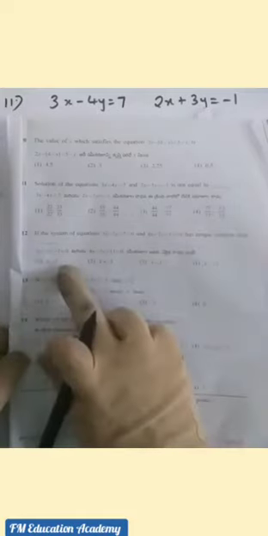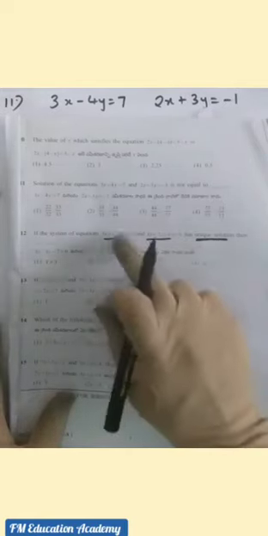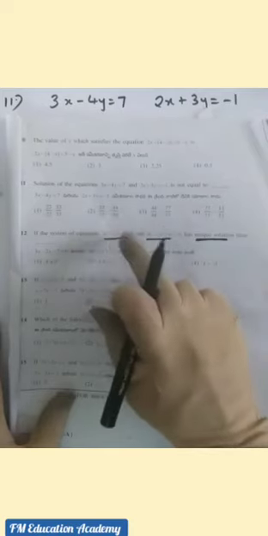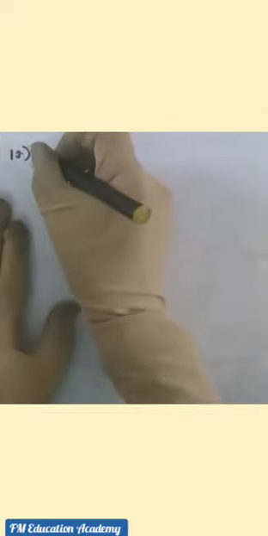If the system of the equations 3x minus 2y minus 7 is equals to 0 and kx plus 2y plus 11 is equals to 0 has unique solution, then what is the value of k it is asking? Okay, we know that whenever we have two equations and it is telling us a unique solution, the condition is a1 by a2 is not equal to b1 by b2 for unique solution. So we have to compare these two equations with a1 b1 c1 a2 b2 c2 and substitute in that formula of unique solution and find out what is the value of k. Okay, so 12th question. What are the equations we have?